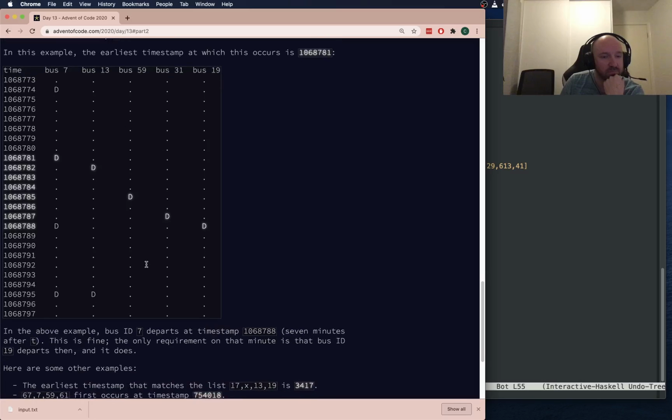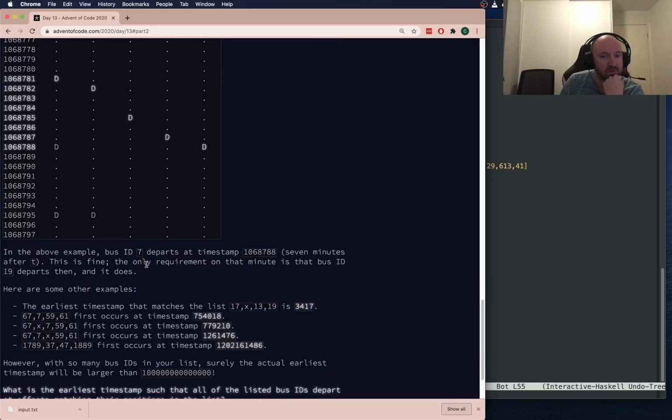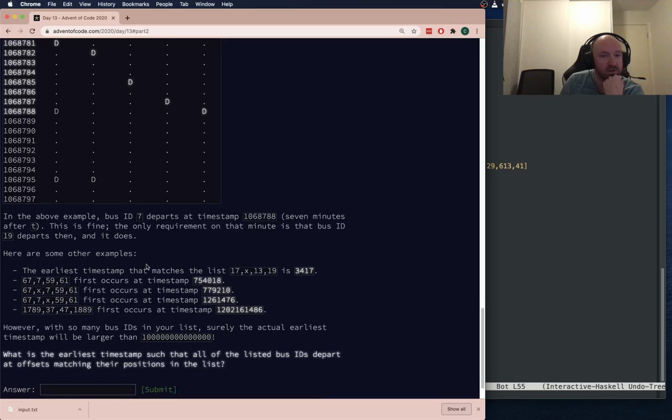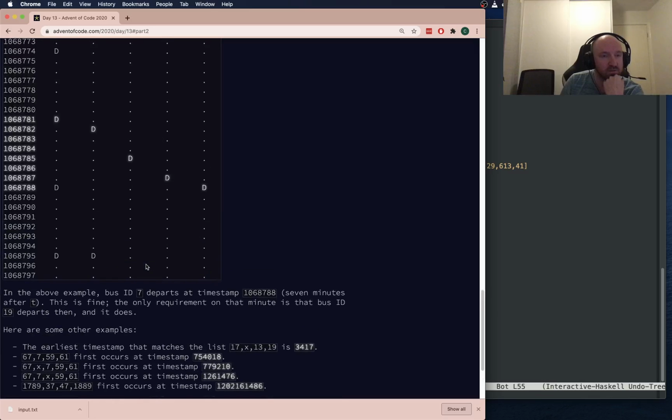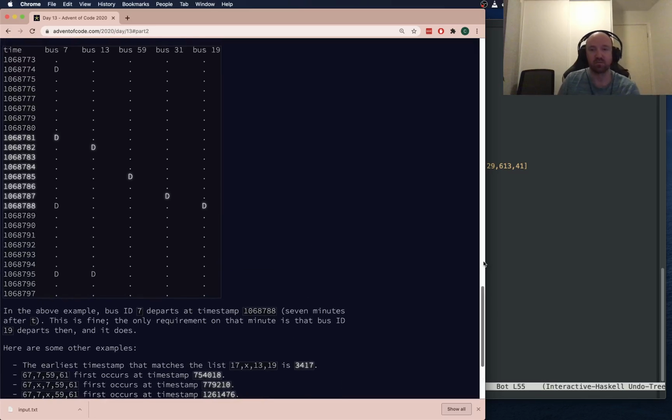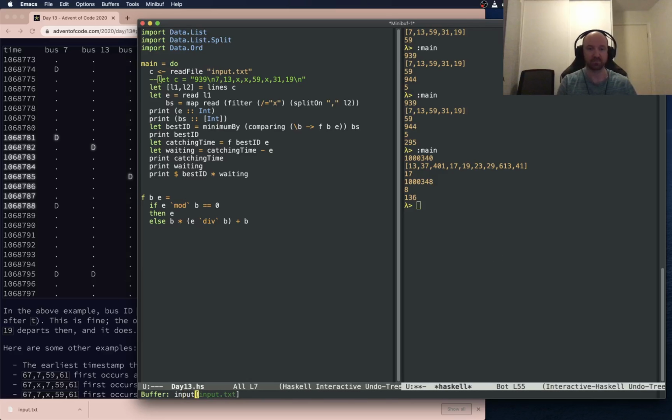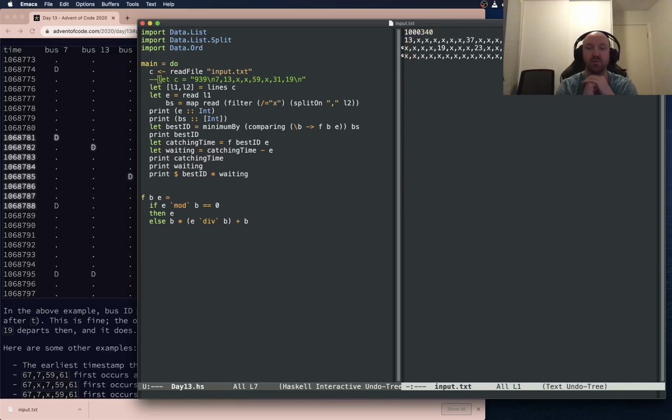Okay. Here are some more examples. However, with so many bus IDs in your list, it's going to be a big number. What is the earliest timestamp such that all of these things happen? If we just have a look at our input again, quite a lot of buses. Well, this is not so trivial, is it?